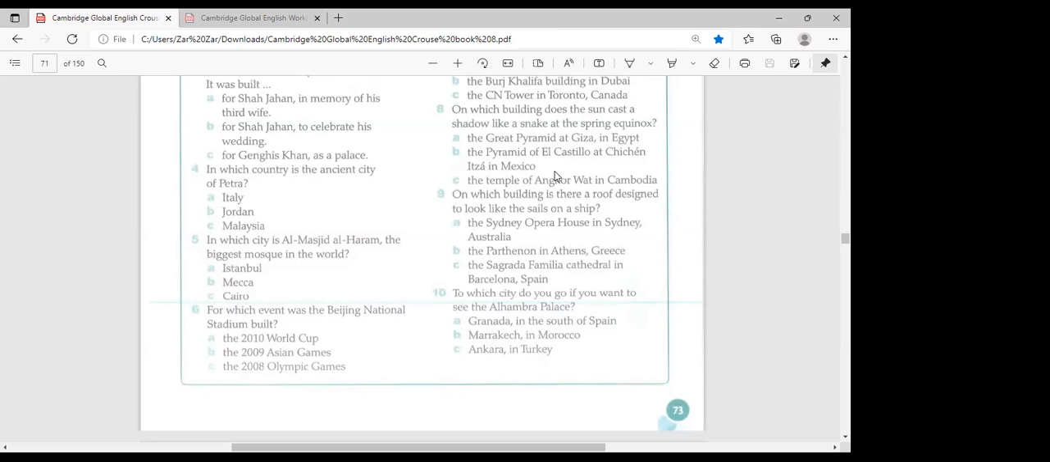10. To which city do you go if you want to see the Alhambra Palace? You go to Granada, in the south of Spain. The name Alhambra comes from Arabic. It has beautiful gardens with fountains and pools of water. All right.